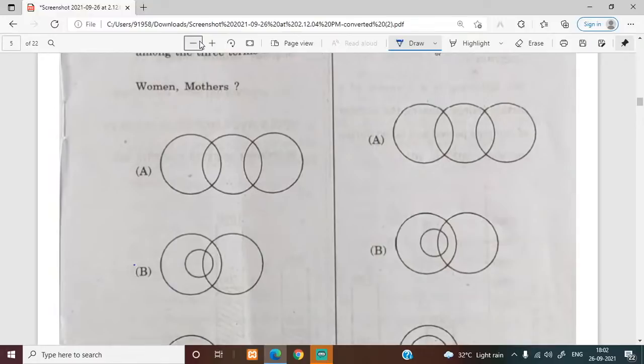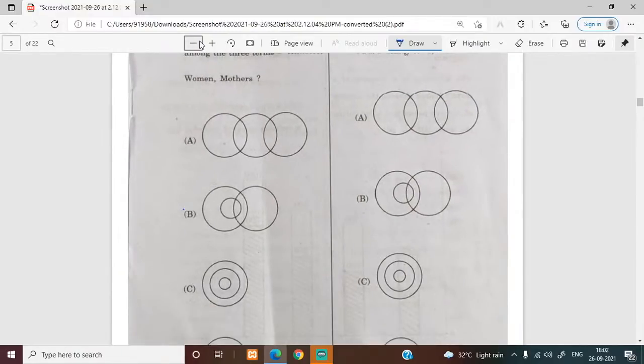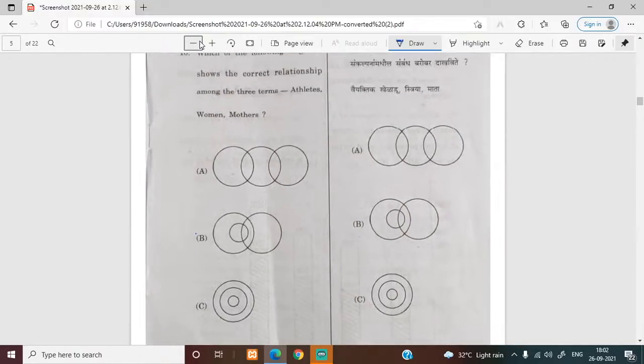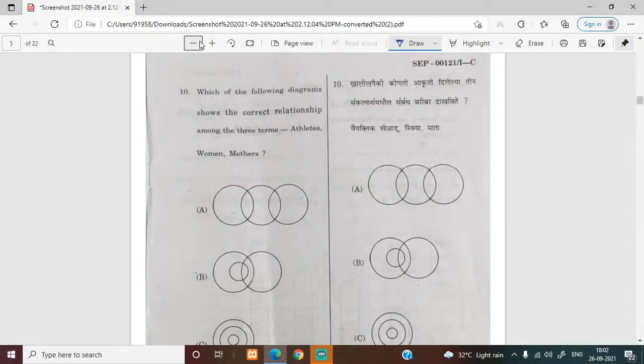This is again a Venn diagram based question. They are asking, which of the following diagrams shows the correct relationship among the three terms: athletes, women and mothers? You all know all mothers are women, right? If you talk about any mother, she will definitely be a woman, and because of which she is able to become a mother.